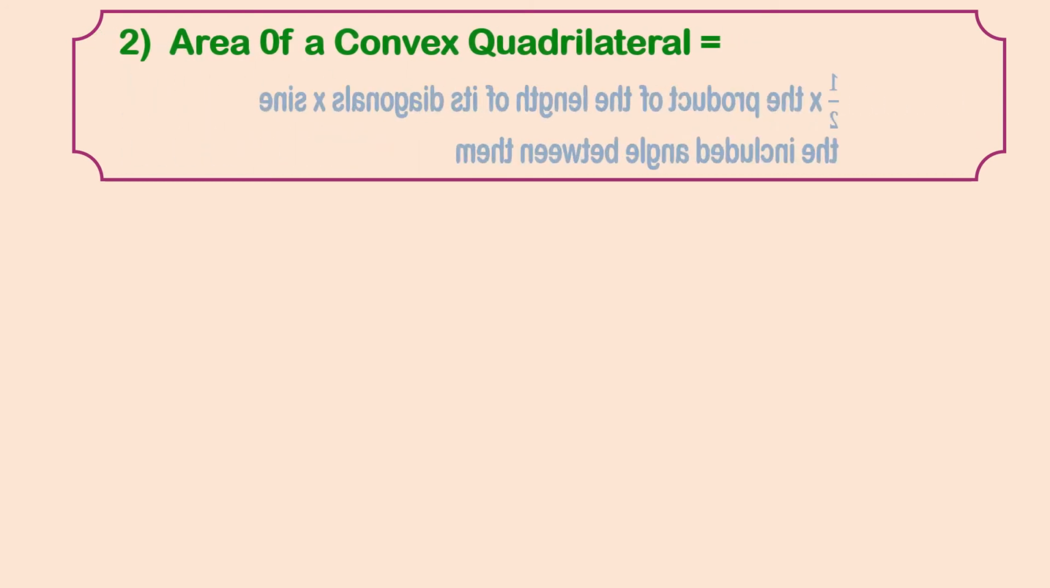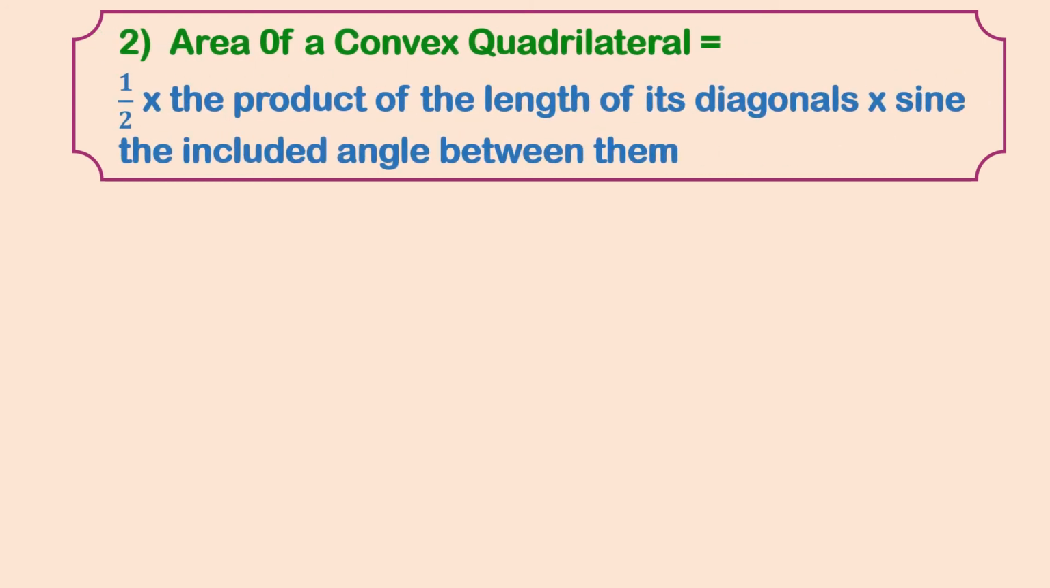Second, the area of the convex quadrilateral. The area equals half times the product of the length of its diagonals times sine the included angle between them. Quadrilateral is the figure formed of four sides. So its area equals 1/2 times the product of the lengths of its diagonals times the sine of the included angle between them.